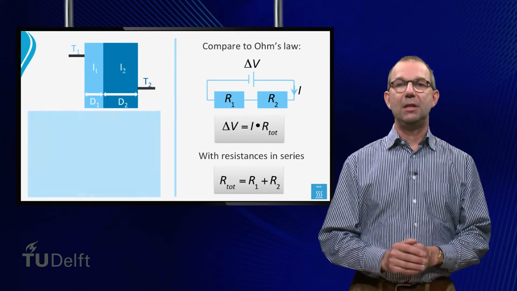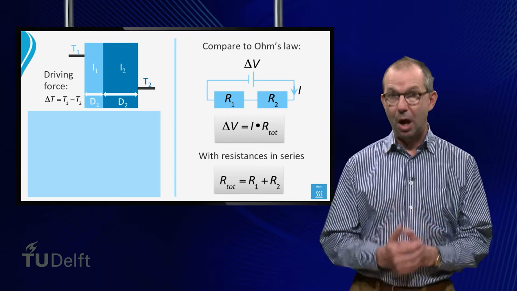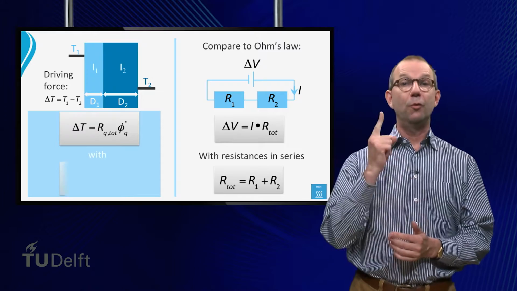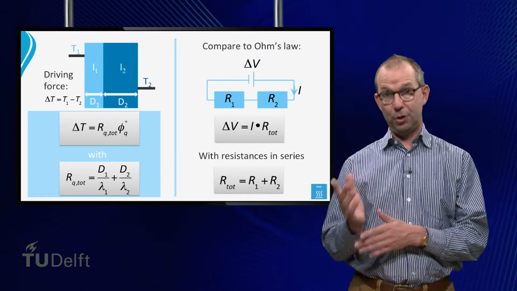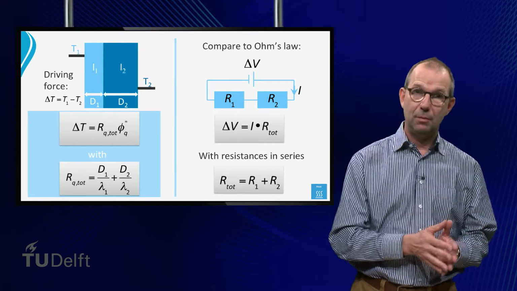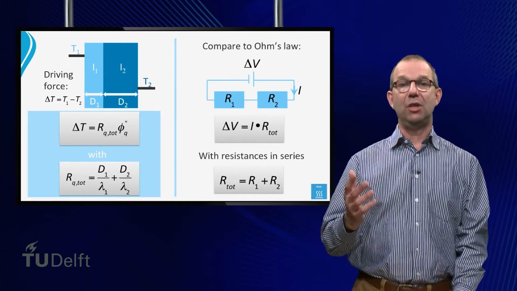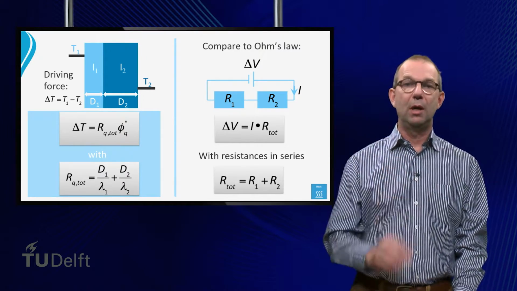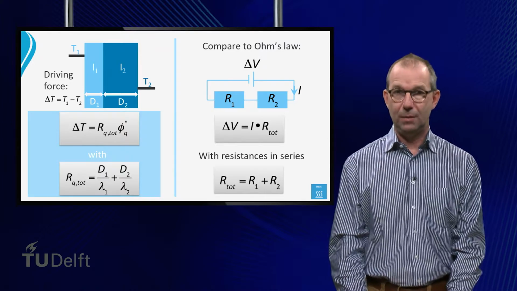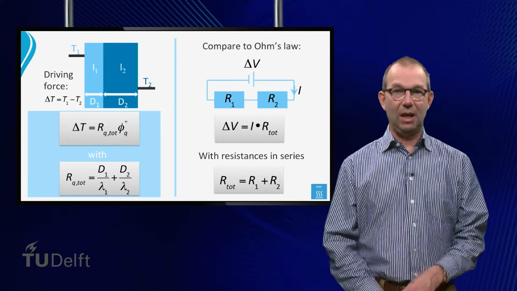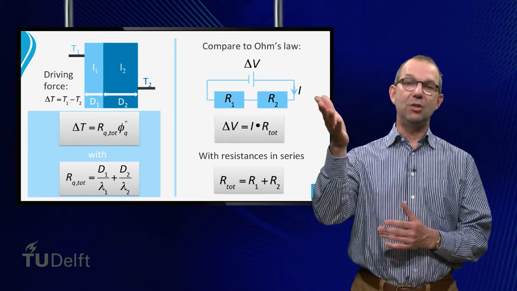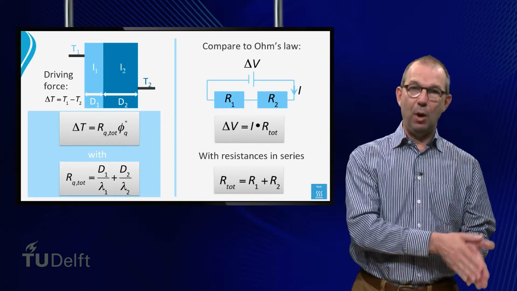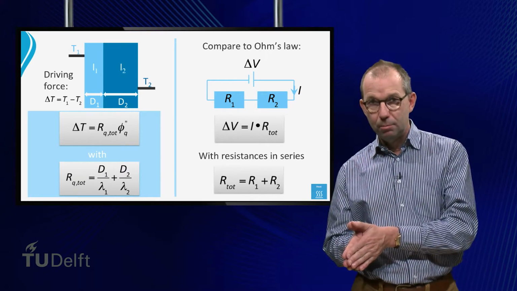Okay, let's do the heat transfer along the same lines. Also here we have two resistances in series. First, the heat has to flow through the first layer and then through the second. Thus, we write delta T is the flux times the total resistance, which, just like in Ohm's law, is given by the sum of the two resistances. Each is coming from a steady-state flat plate, and thus of the form d over lambda. We add the two and get d1 over lambda 1 plus d2 over lambda 2.